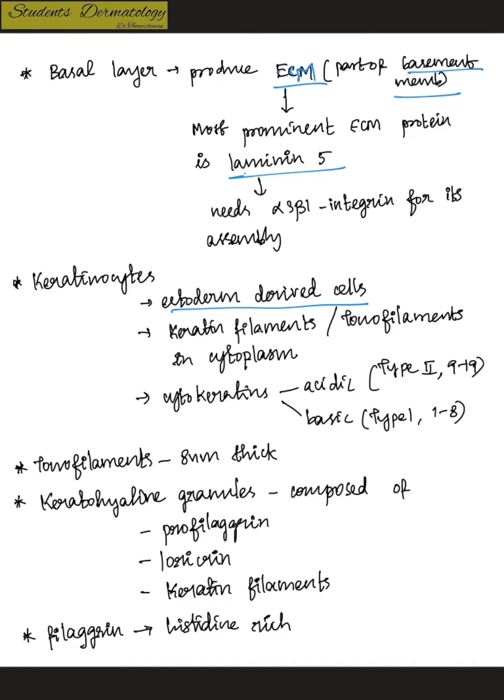cytokeratins. They can be acidic or basic, where acidic is type 1 and basic is type 2. The tonofilaments are normally 8 nanometers thick, and the keratohyalin granules are usually composed of profilaggrin, loricrin and keratin filaments. So filaggrin is a histidine rich protein.